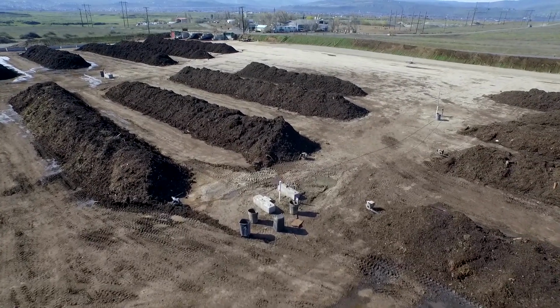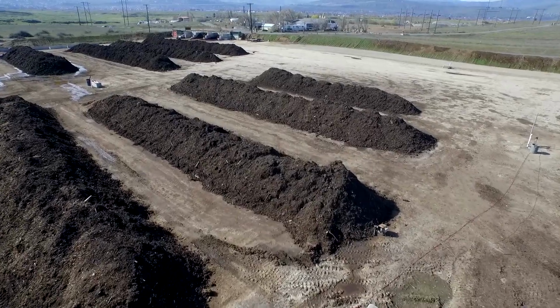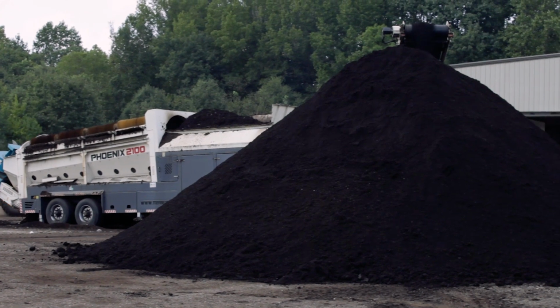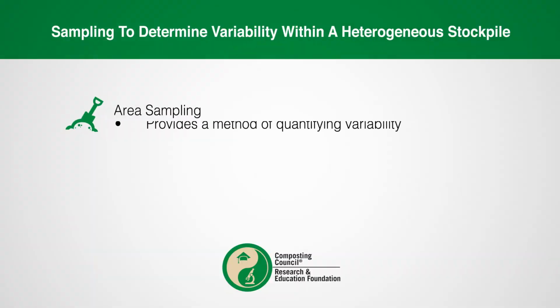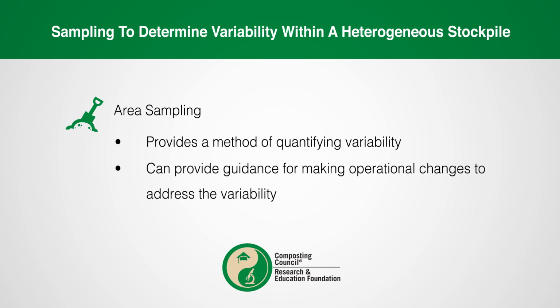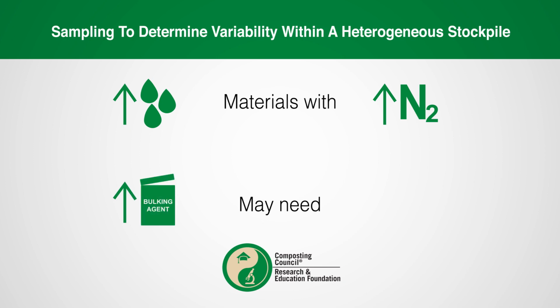Variability in feedstock, physical, and chemical quality, and variability in compost blending techniques has the potential to result in variability during composting and in your final product. Area sampling provides a method of quantifying variability, which can provide guidance for making operational changes to address the variability.